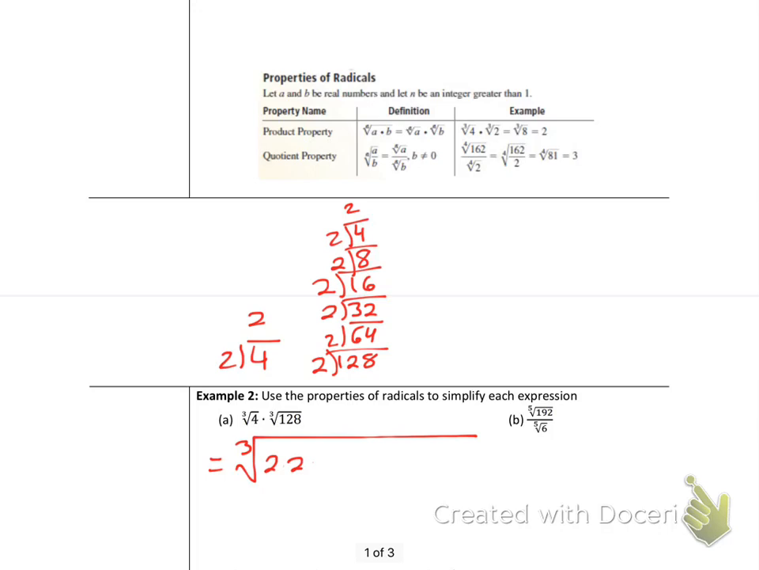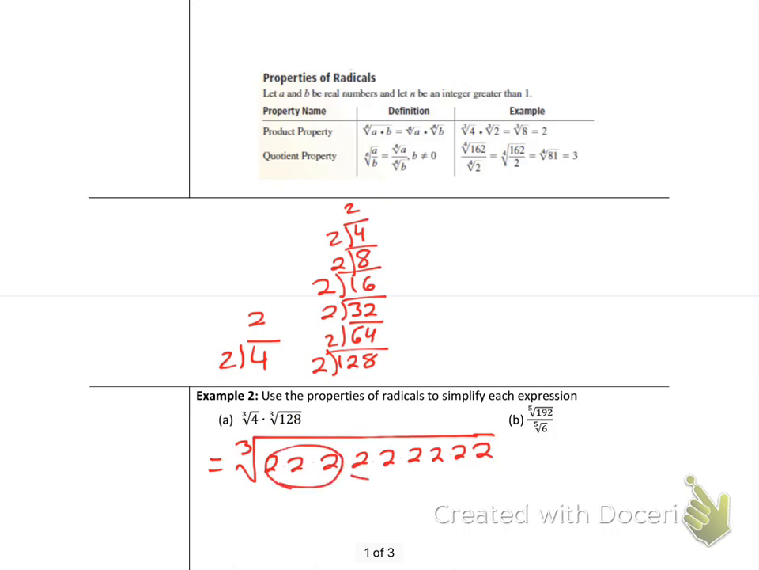When we're talking about the 128, we have 1, 2, 3, 4, 5, 6, 7 of them. So I'm going to put 1, 2, 3, 4, 5, 6, 7 of them. And now I'm going to circle multiples of 3 because it's the cube root.